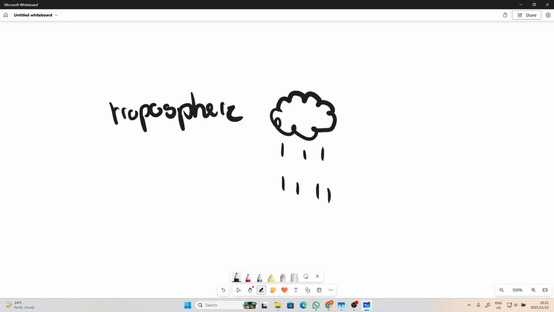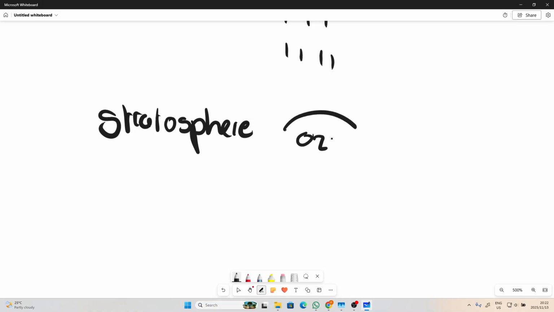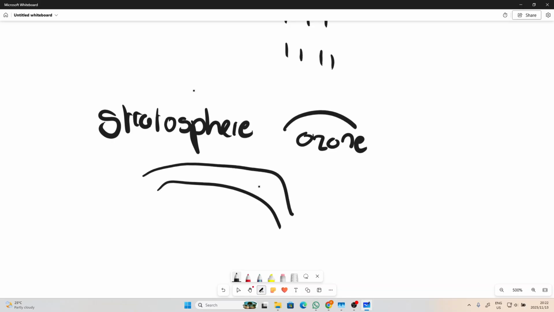Then we've got the stratosphere. Simple. Think ozone. Ozone is a gas also, and it's a layer. It's very, very thin, and it blocks UV light found here in the stratosphere. That's what the stratosphere is about. It has this layer in it.